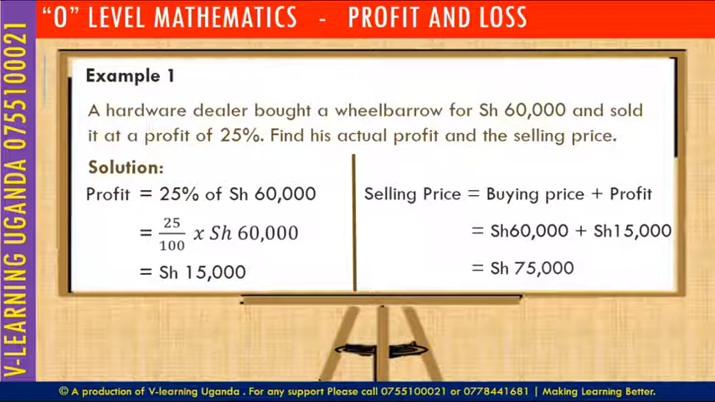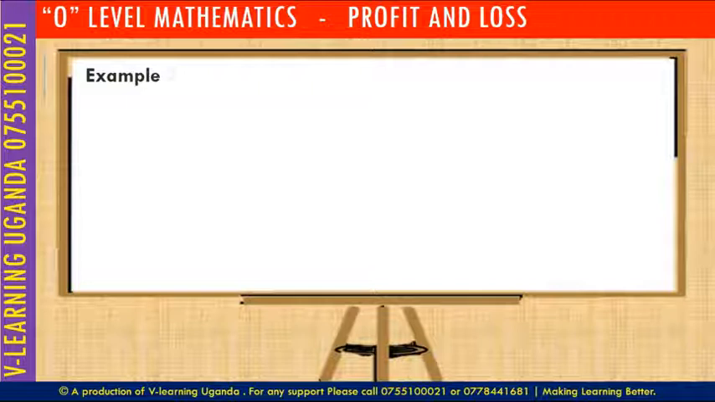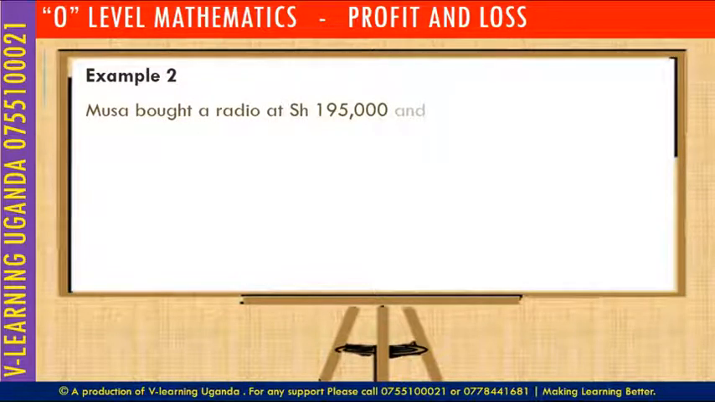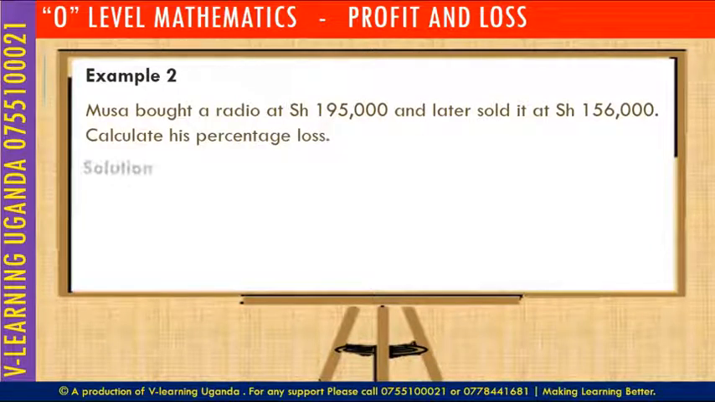Hope you have finished writing it. Allow me to clean the board, and then we get to example 2. Example 2 reads as follows. Musa bought a radio at 195,000 shillings and later sold it at 156,000 shillings. Calculate his percentage loss. We realize that these questions will not come in a similar way. Anything can be asked, rotating around the formula I gave you in the beginning.